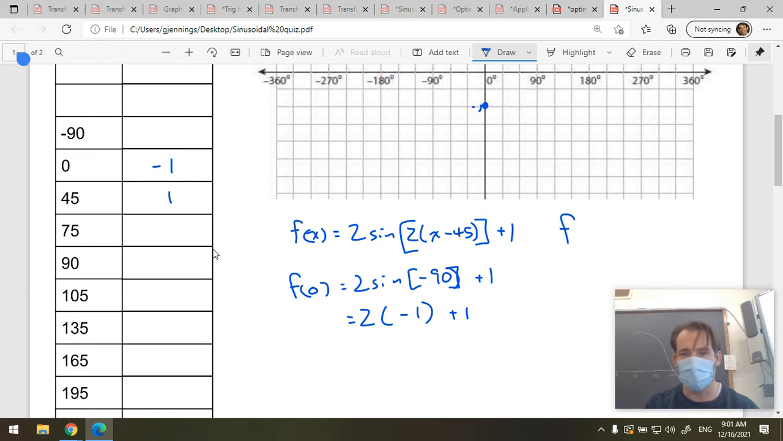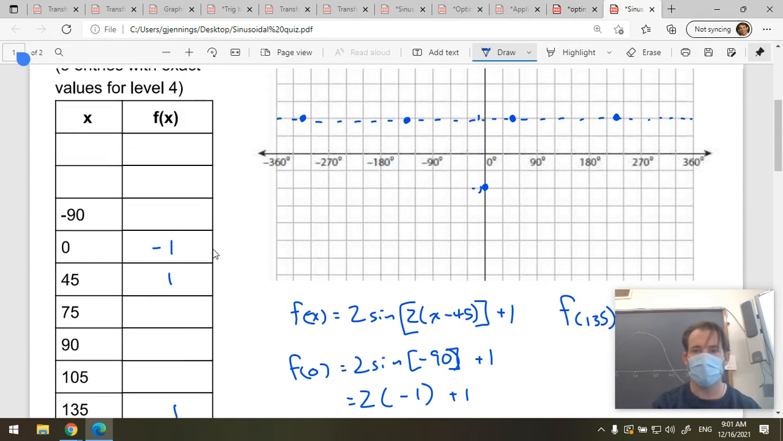So f at 135 is equal to 2 multiplied by sine 2 times 135 minus 45, plus 1. 135 minus 45 gives me 90. 2 times 90 is 180. So this is sine 180 plus 1. Okay. Sine of 180 is also 0. So this is 2 times 0 is 0. So f equals 1. So I can go ahead and put that one on there as well.